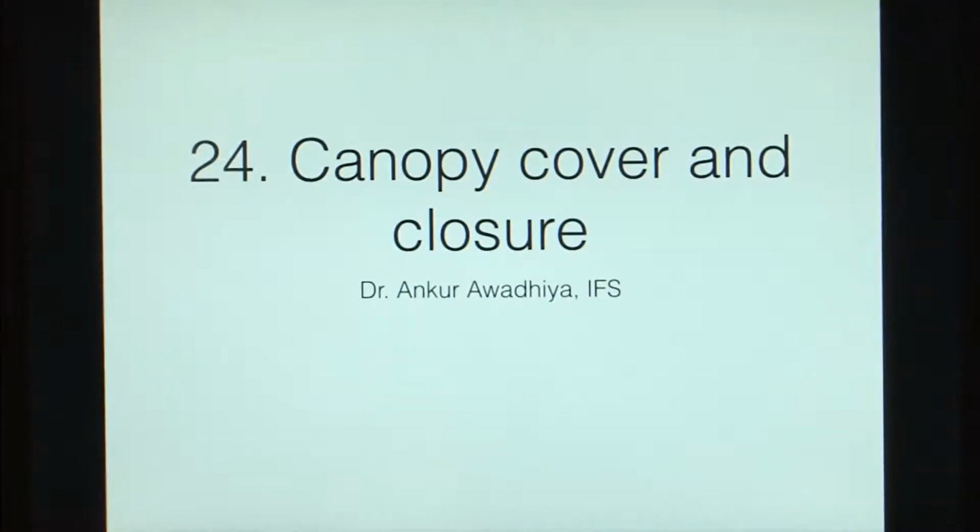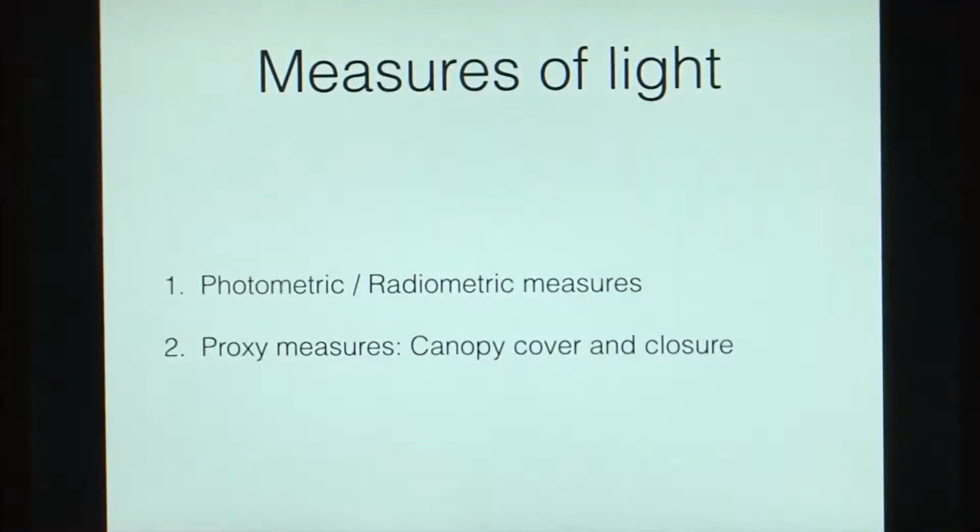Next we looked at canopy cover and closure. We defined both of these terms. Inside a forest the amount of light can vary depending on the amount of canopy that is there. Canopy will prevent light from reaching the bottom portions of the forest, and we can measure light using a photometric or a radiometric measure, and also by using proxy measures such as canopy cover and closure.